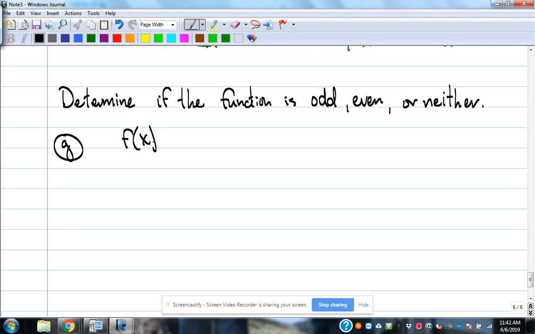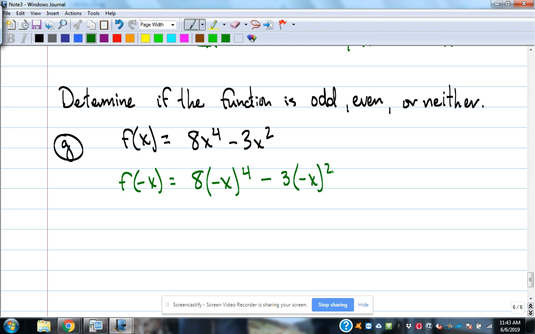Here's our function. f(x) is equal to 8x to the fourth minus 3x squared. The test for even, odd, or neither is to find f(-x). We're taking negative x and putting it into the problem. That's what that means. So (-x) to the fourth power minus 3 times (-x) to the second power.